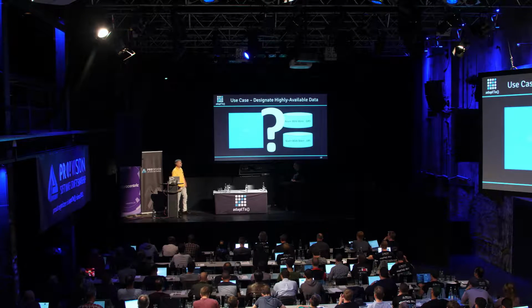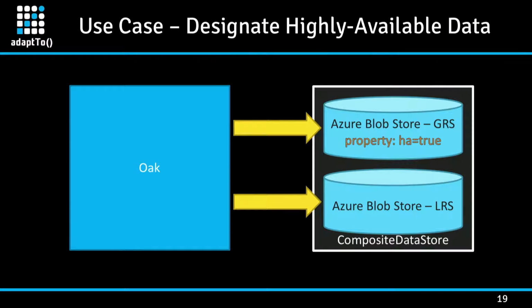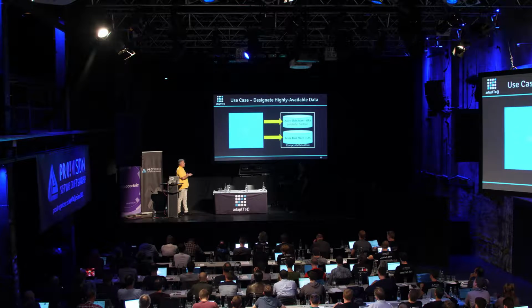So here's an example of what we might be able to do. This would require a capability in Oak that we don't currently have, and we still need to discuss as a team how we would be able to support this. But let's suppose that at the time a binary was stored, we knew things like properties that were on the node for that binary. If we knew that, then we could designate binaries with something like this and say that we're going to put a property HA equals true on binaries that we would like to be put into geo-redundant storage, and then have the LRS as the default.